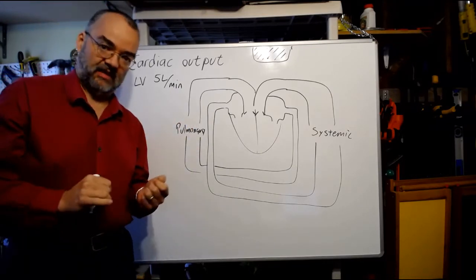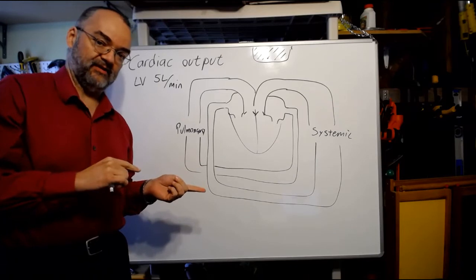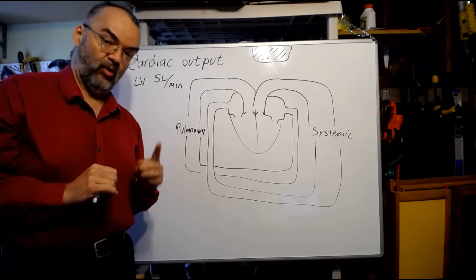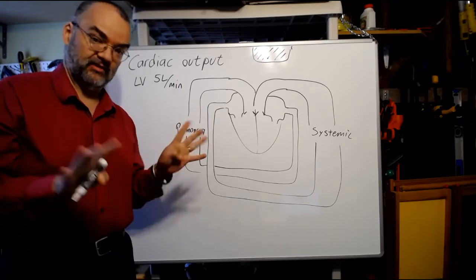Now, a question that sometimes comes up is, okay, if the left ventricle is putting out 5 liters a minute, what about the right? Isn't it weaker? And as it turns out, it's actually important that the two be the same. So let's take a look at why that is.